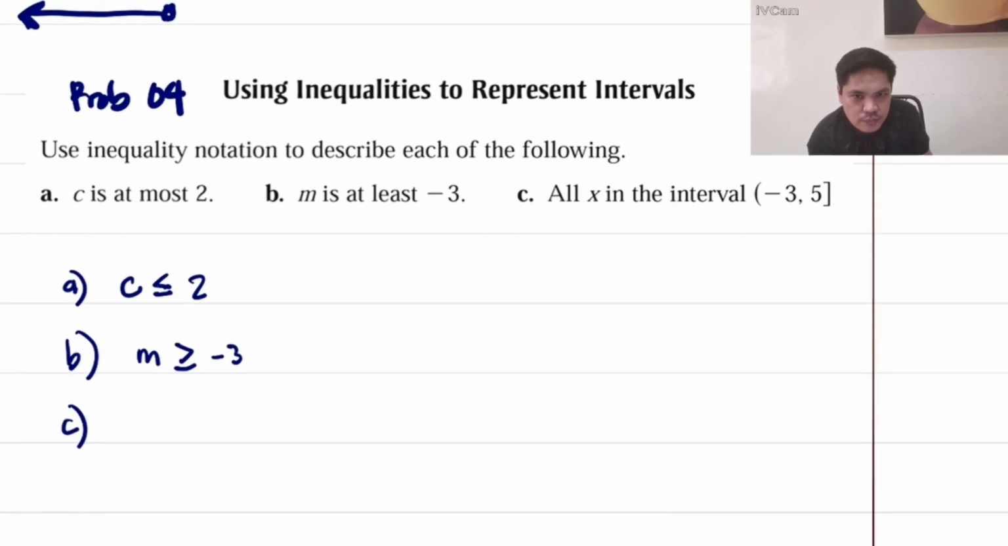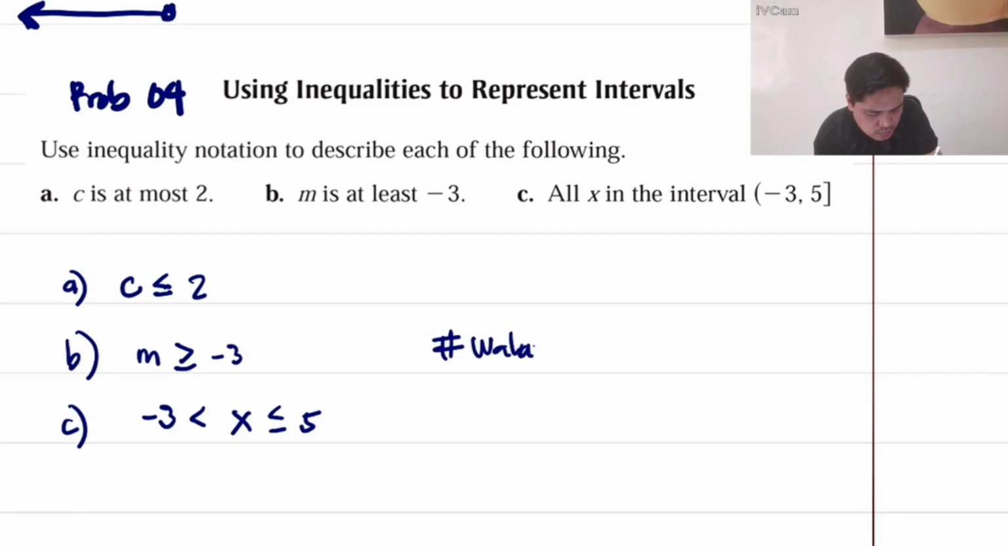Let's see. So letter C, all x in the interval negative 3, 5. What does that mean? Let's put x between negative 3 and 5. That means negative 3 is less than x, because it's open. Then it's closed at 5, so 5 is included. So it's less than or equal to 5. Very easy. Hashtag, no challenge.